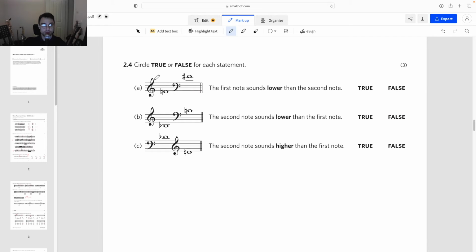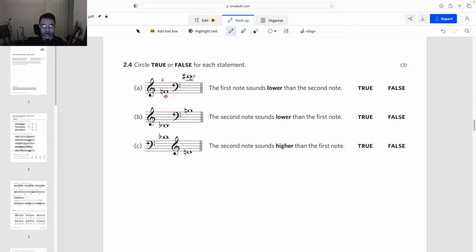Okay, 2.4. Circle true or false for each statement. The first note sounds lower than the second note. So this note is lower than that note. All right, so what is this note? Let's think about where it is in relation to middle C. There's middle C. So C, D, E, F. That's an F, a fourth above middle C.